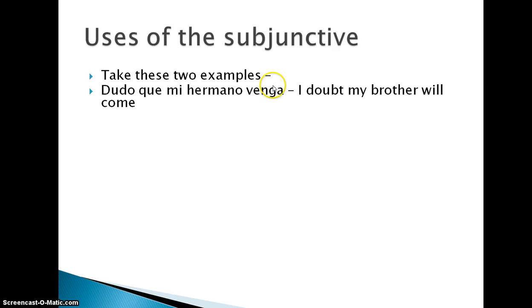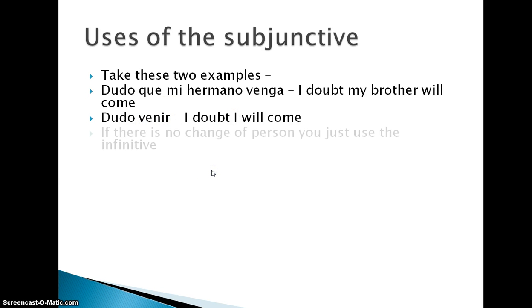There's some examples of what I was saying before. So dudo que mi hermano venga, I doubt my brother will come, so I'm doing the doubting and my brother's coming, so that's why we use a subjunctive. But this one, I doubt I will come, I'm doing the doubting and I'm coming, and so there's no change of subject, so we put the infinitive. Okay.